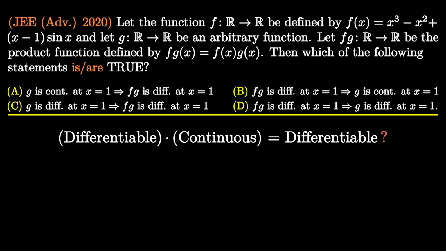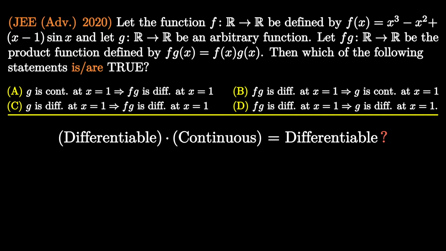But the situation becomes interesting when we replace one differentiable function by a mere continuous one. Can we get the same output even if we weaken the input? In other words, if we multiply a differentiable and a continuous function, do we get a differentiable function? Of course, the product is continuous, but we are interested in figuring out whether the product is differentiable or not.